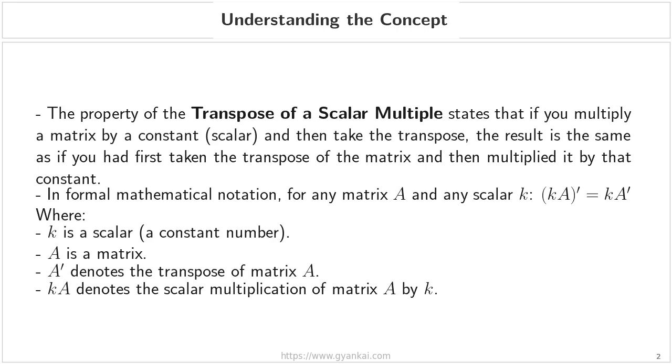To ensure we are all on the same page with the symbols used here, the letter k represents our scalar, which is simply a constant number. The letter A represents our matrix. A' denotes the transpose of matrix A, and finally, kA denotes the scalar multiplication of matrix A by the constant k. Now that we have a basic understanding of what a transpose is and what a scalar represents, let's dive into how these two concepts interact. In the next slide, we will break this property down step by step to see exactly why this logic holds true.